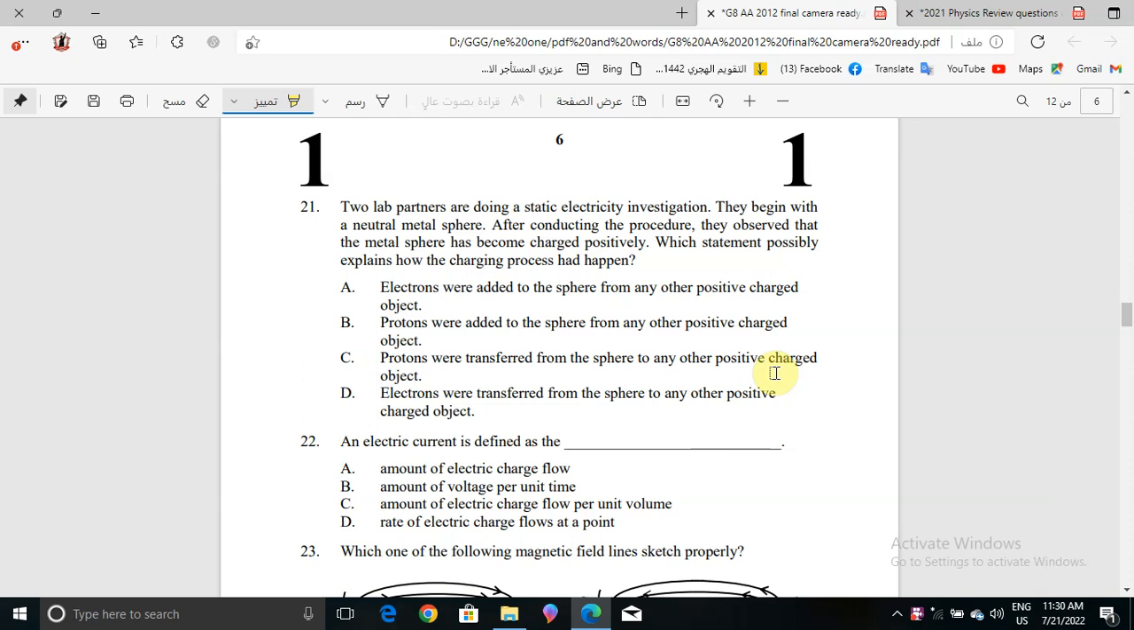The first one says electrons were added to the sphere from any other positive charged object. No, it's not correct. Protons were added to the sphere from any other positive charged object. No. Protons were transferred from the sphere to any other positive charged object. No, it's not correct also. So the last one, electrons were transferred from the sphere to any other positive charged object. So choice D is the correct answer for question number 21.